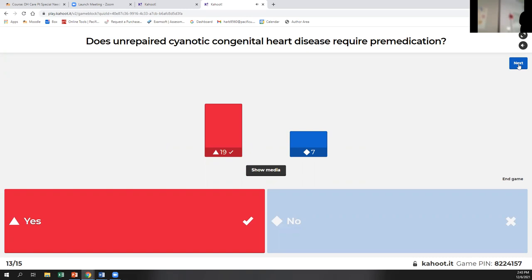Even though it's a congenital condition that would probably require some kind of repair, just be familiar, if that term pops up on the exam, that's usually a patient that would need a pre-med. I just wanted to hand that to you, because we think of valve replacements, we think of these kind of blanket terms, but cyanotic congenital heart disease is on the list.